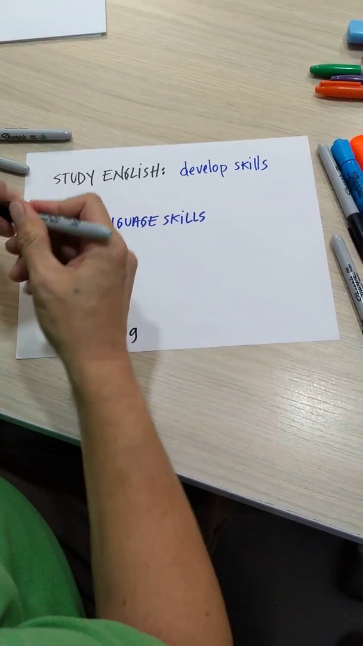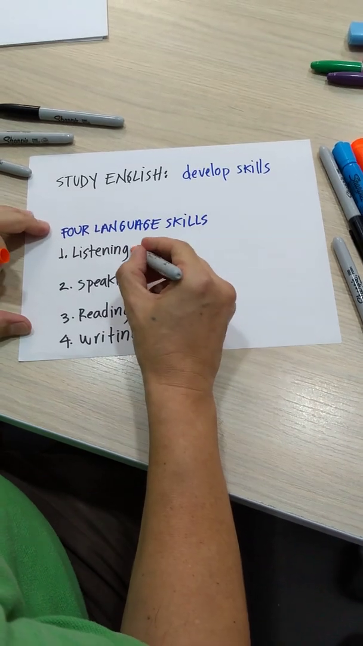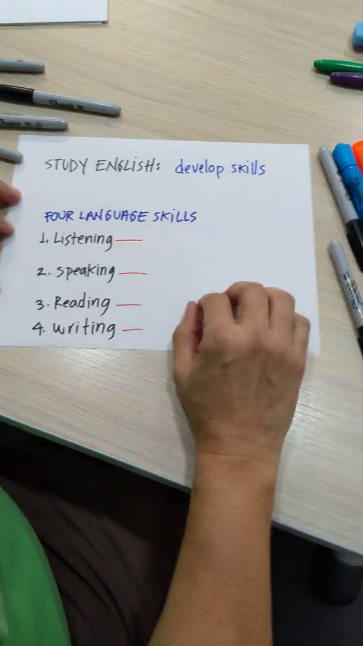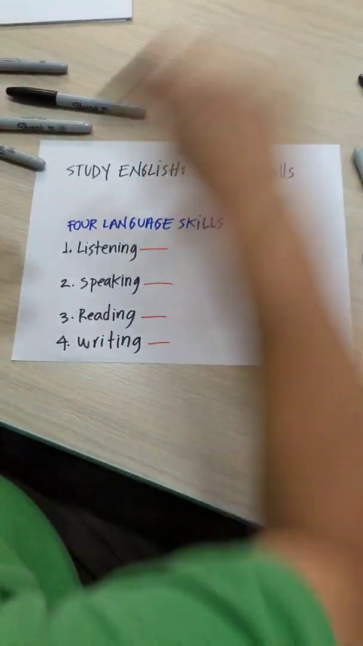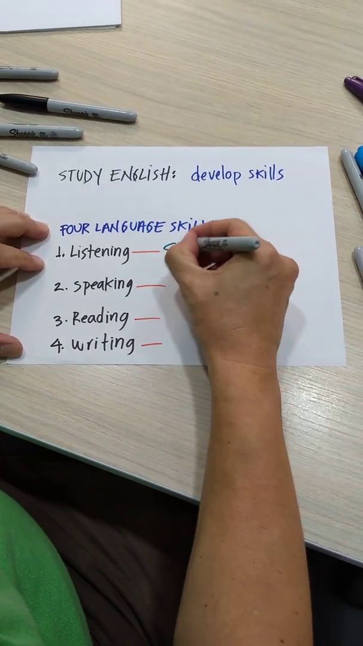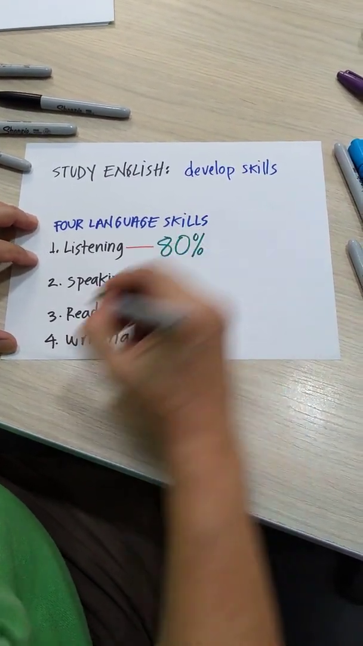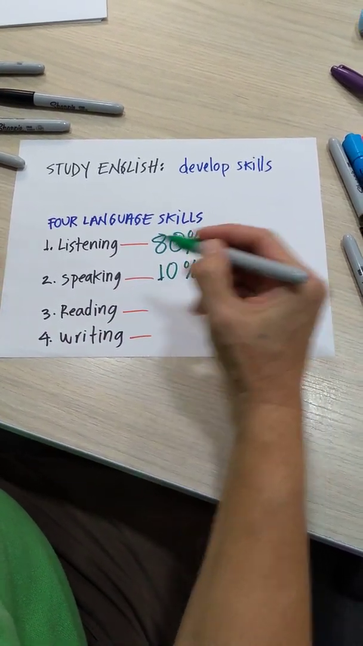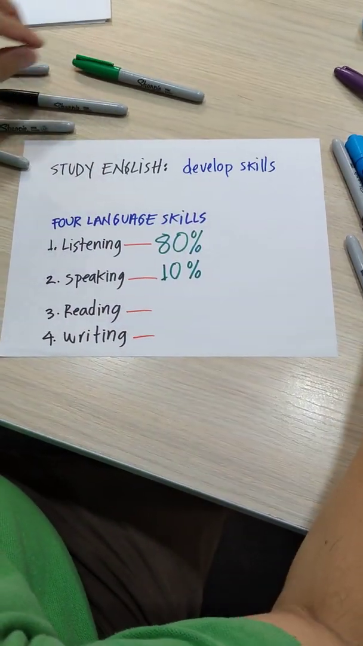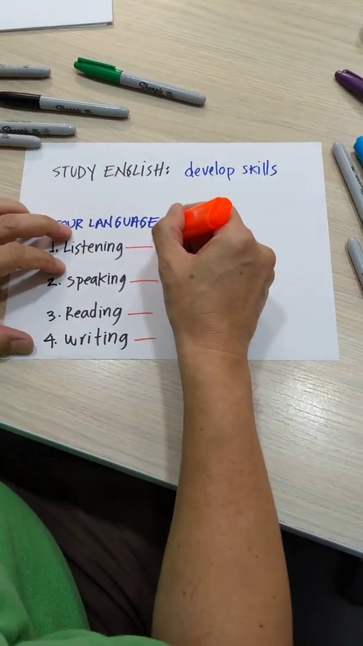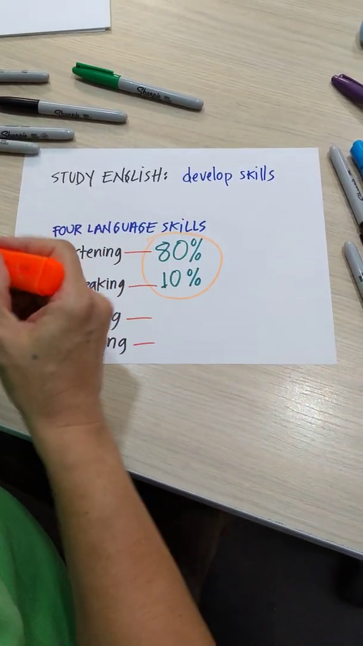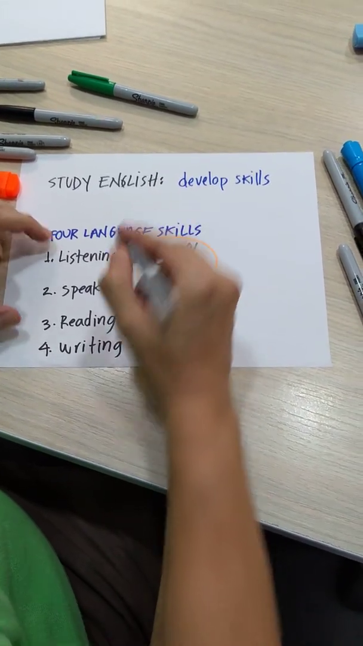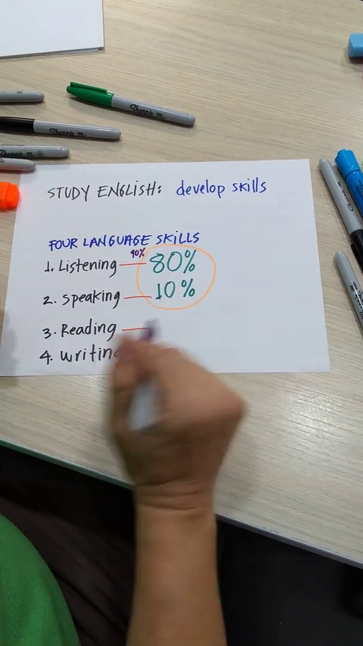I tell them that these 4 skills have some percentages of importance, and I always tell them that I consider that listening is 80% of the learning. No listening, no speaking, and speaking is just the 10%. Then I tell them, look, if you add these 2 numbers together, as a result, you're going to have 90%. So if you can understand and speak 90% of the language, you already speak the language.